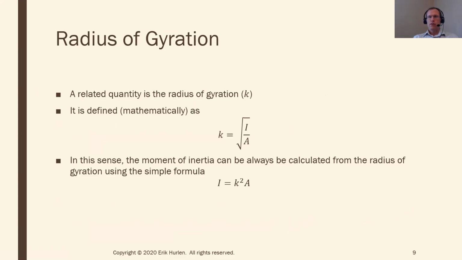Another property that's defined with moment of inertia is something called the radius of gyration, usually called k. k is defined to be the square root of the moment of inertia divided by the area. If we rearrange this equation, we can see that the moment of inertia is given by k squared times the area. If you remember the definition of moment of inertia, I'm integrating some distance squared times an area. So essentially what I'm doing is taking the average value of the radius squared.